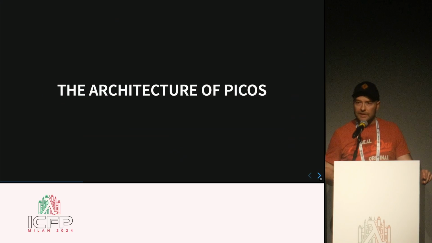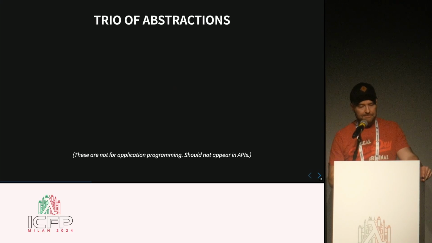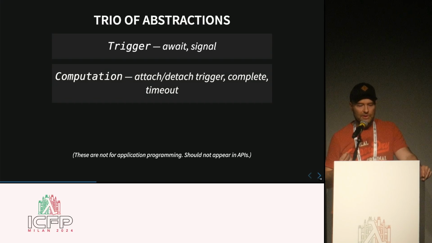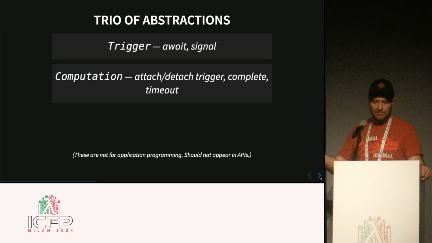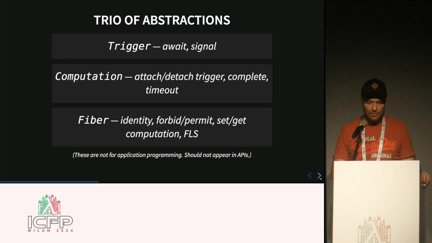And now we're ready to go to the actual architecture of the interface. It's basically based on a trio of abstractions which work together. First of all, there's a trigger abstraction, which allows you to await a signal from some other fiber or thread or domain or whatever. And then there's a computation abstraction, which allows you to both observe and sometimes control an asynchronous computation. So it has a state, either it's running or it has been completed. And then there's the fiber abstraction, which gives an identity to independent threads of control, and also allows those fibers to control certain aspects of how the scheduler should work with them.